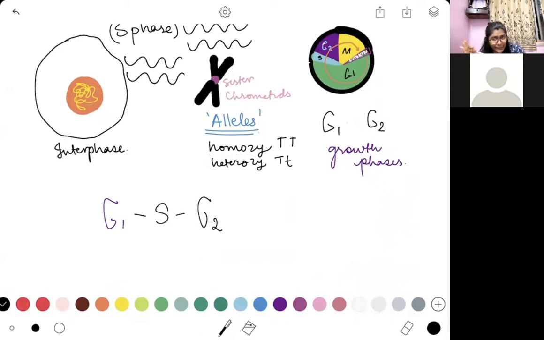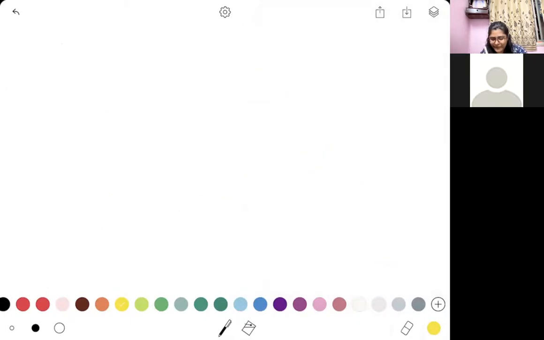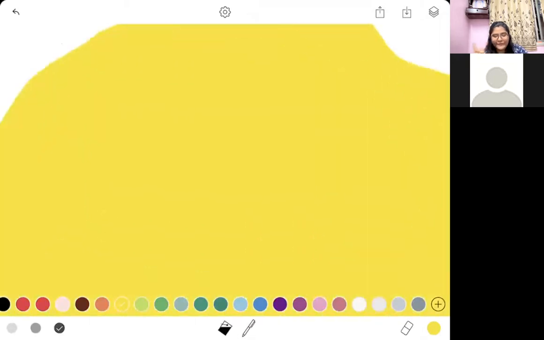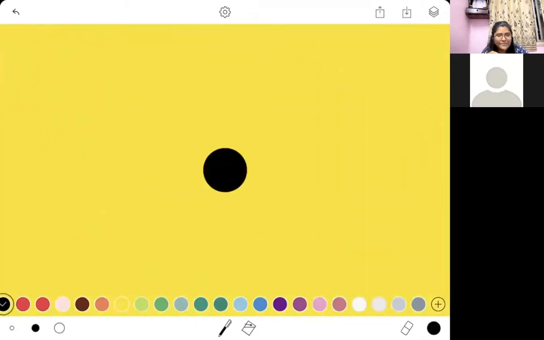This is the entire prep of the cell to undergo the process of mitosis. Now we talk about just that yellow part, which is for your mitosis. I'm just going to save this part, and we're going to put this in yellow color so that whenever you start to learn about this, you know that this is the part for your mitosis.